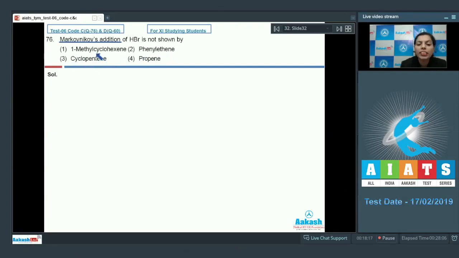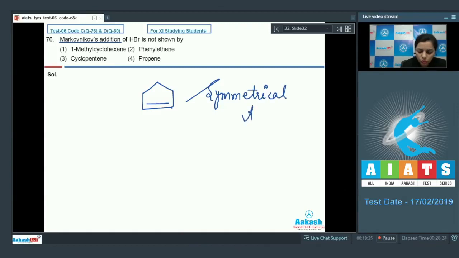But if we talk about cyclopentene, what is this? The cyclopentene is this. If you look at this, these two carbons are of the similar type. It means this is a symmetrical alkene. And that's why in this case Markovnikov's addition is not visible, and that's why I'll choose it as the correct option. Similarly, propene is also unsymmetrical. After that, next question I have.